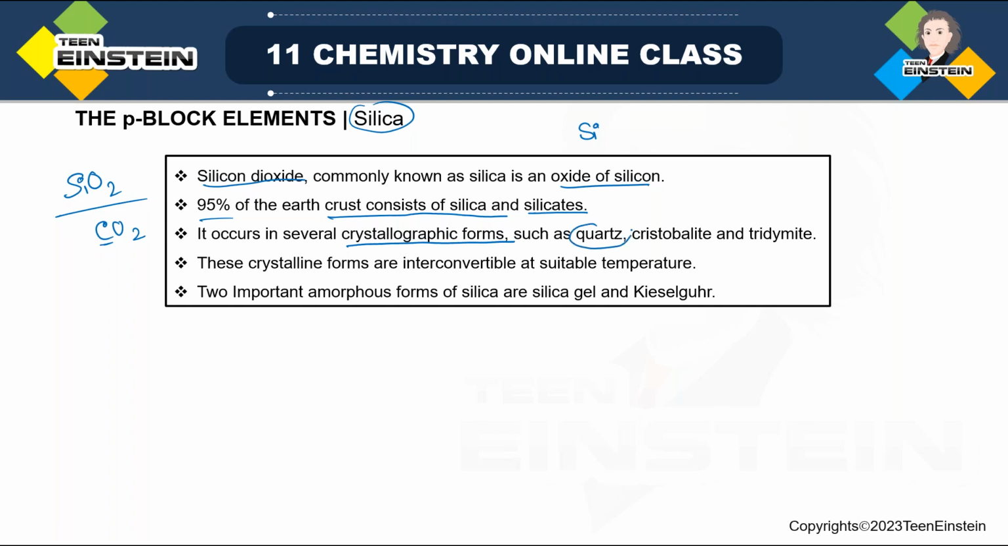Now these three, quartz, cristobalite and tridymite, are crystalline forms, and these crystalline forms are interconvertible at proper temperature. There are also amorphous forms of silica: one is silica gel, another is Kieselguhr. You can get an MCQ related to this. So the first three are crystallographic forms, and these two are amorphous forms.